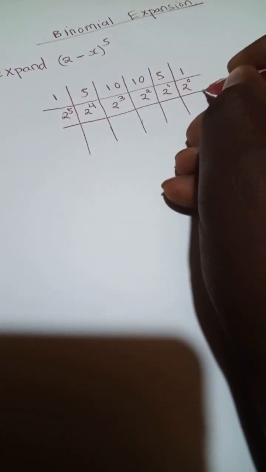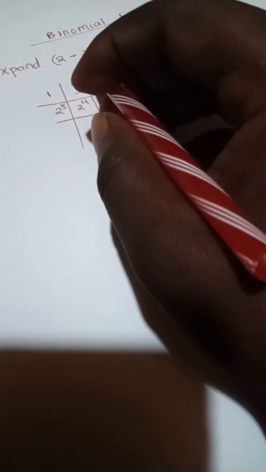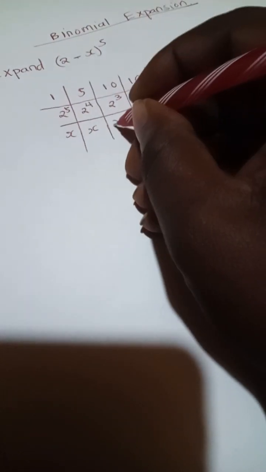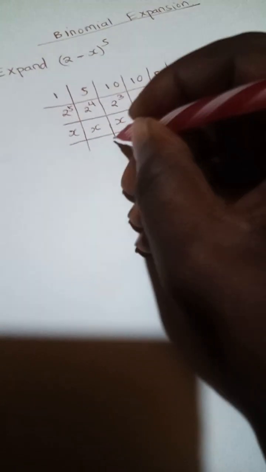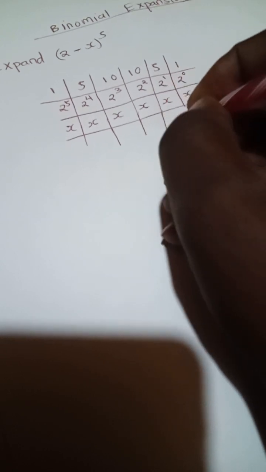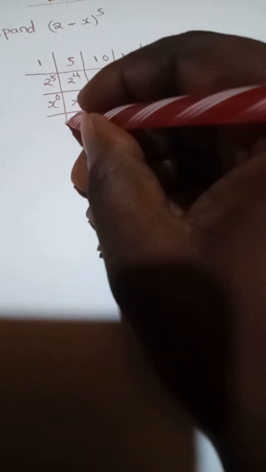You move to the second row. The second row, we said the second value is x. So you just write x, ignore the negative, x, x, x, x, x, up to there. Like that. Then you write the powers now, beginning with 0. In the second row, it's 0, 1, 2, 3, 4, 5. Like that. After writing that, you are almost winding up the question.